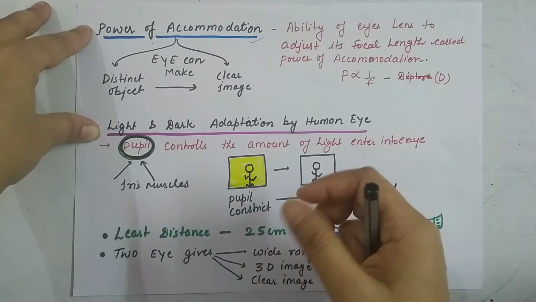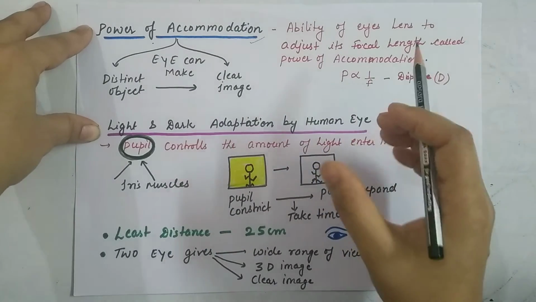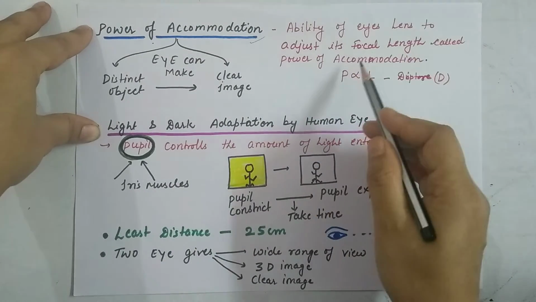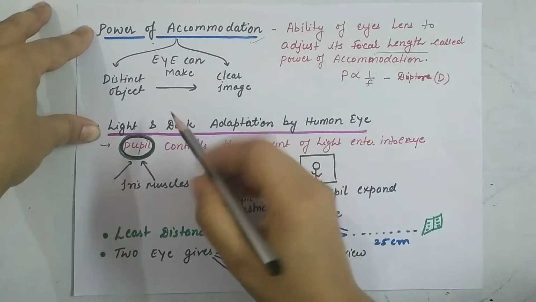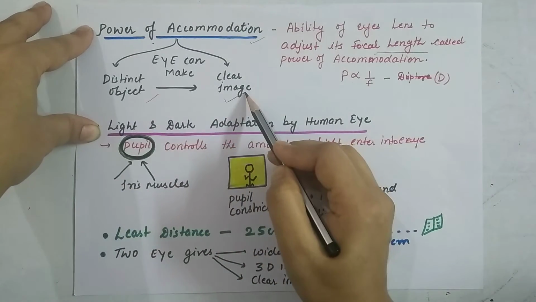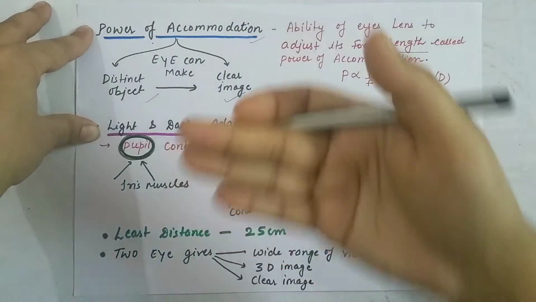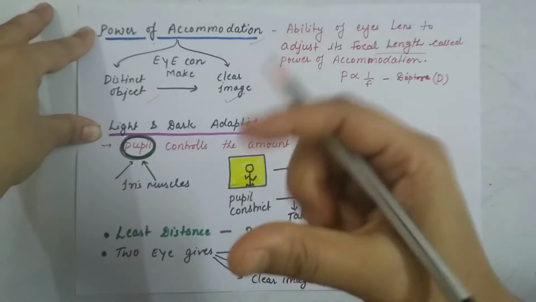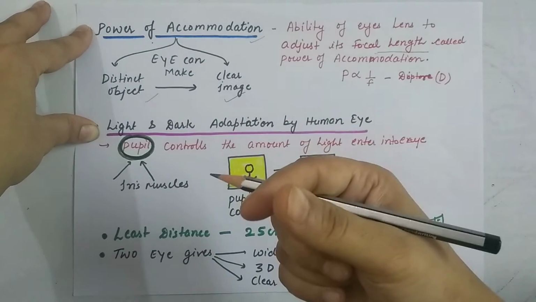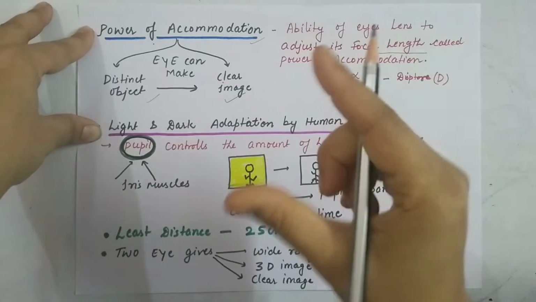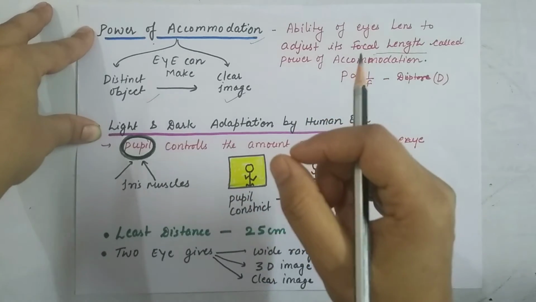Accommodation means to adjust. So our eye lens has the power to accommodate itself, or adjust its focal length, so that we can see a distinct object clearly. If the object is very near to us or very far from us, the focal length, the size and the shape of the eye lens start to change or adjust. And who will help in the adjustment?